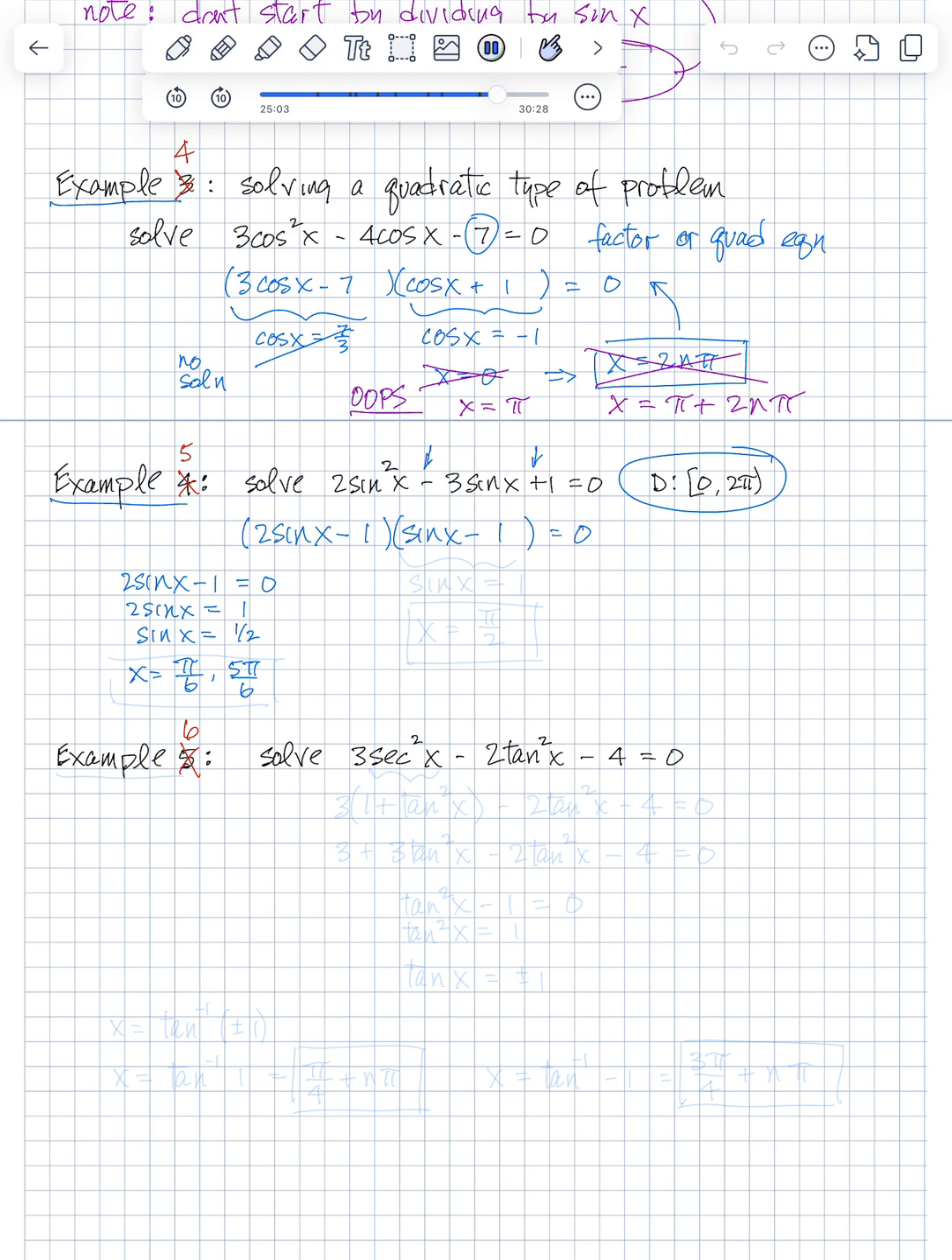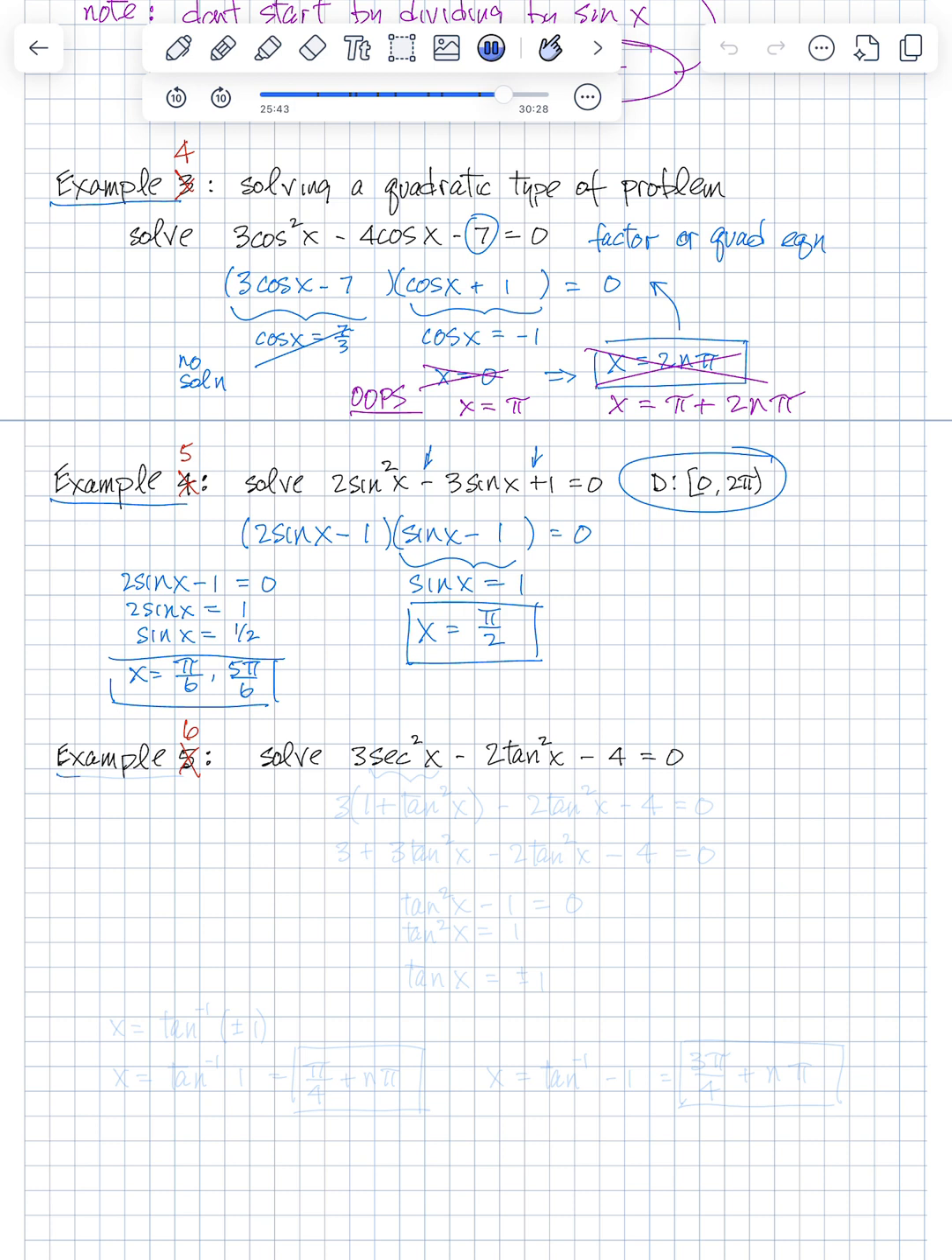Now let's go to the next one here. So we have sine x equals 1 by adding 1 to both sides. And this only has one answer, where the sine of x is equal to 1. That's at pi over 2. And so this problem has 3 answers. And we box our answers. And that's it.